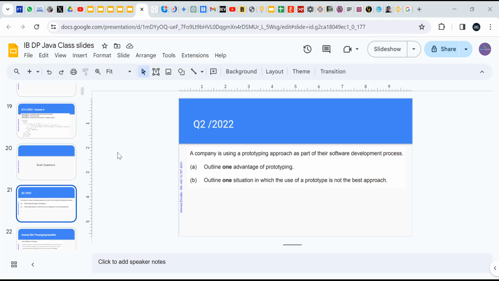So Leo, are you able to tell me, this is an exam question: if we have a company that is using prototyping as an approach for a software development process, and we would like to know one advantage of prototyping and one situation in which the use of prototyping is not the best approach. So do you know what prototyping is first? Yes. And it is?